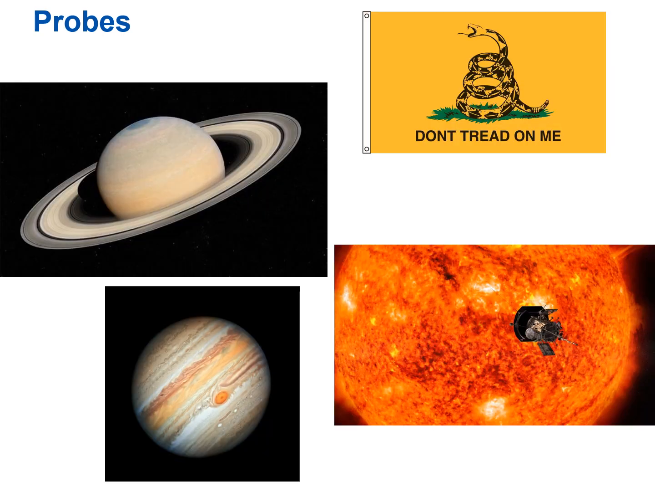Probes are in the same category as landers, but these are things that go to worlds where you can't land. So there are places where you can't land, but you can still go into them. For example, sending a probe into Saturn, which is what the Cassini orbiter became in its grand finale, sending probes into Jupiter, even sending probes into the outer atmosphere of the sun.